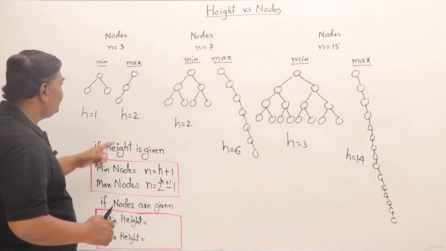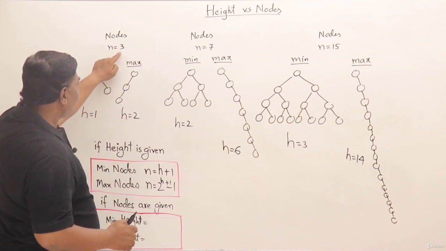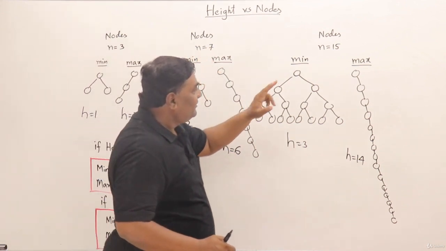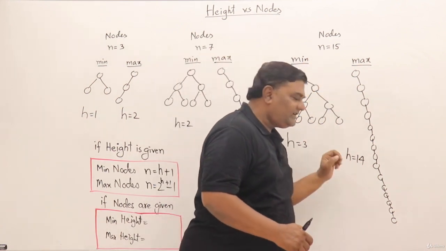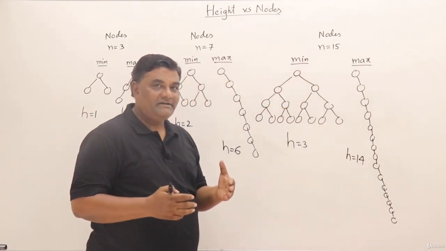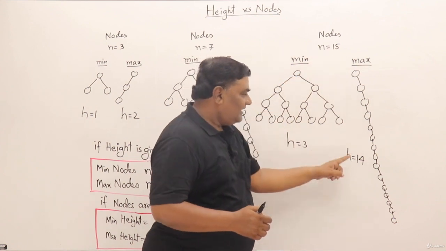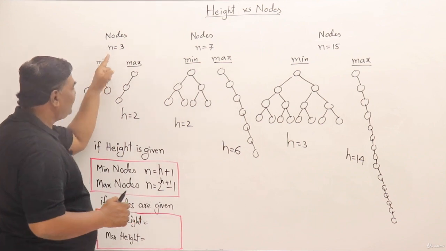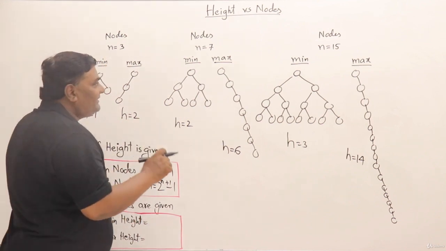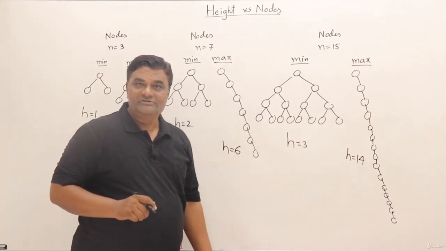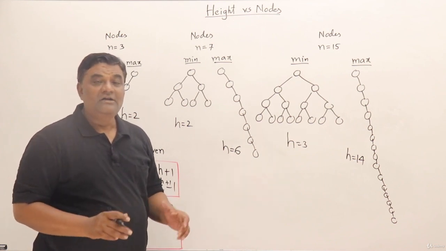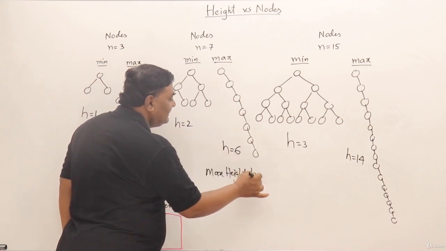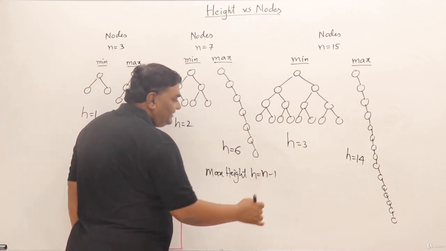Let us check maximum. Maximum height for 3 nodes is 2. For 7 nodes, height is 6. For 15 nodes, height is 14. So there is some pattern. Whatever the number of nodes is, the height is 1 less than that. Nodes are 7, so height is 6. Nodes are 3, so height is 2. So height is 1 less than the number of nodes. Yes, we got the formula for maximum height: h is equal to n minus 1.